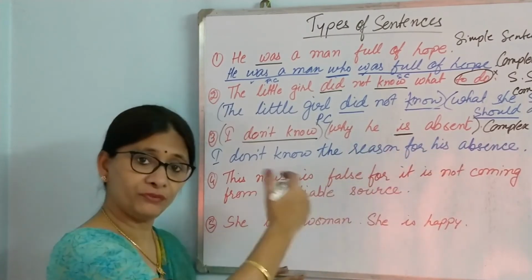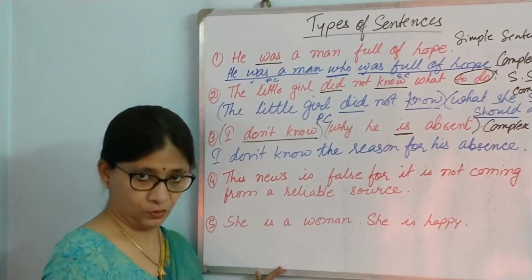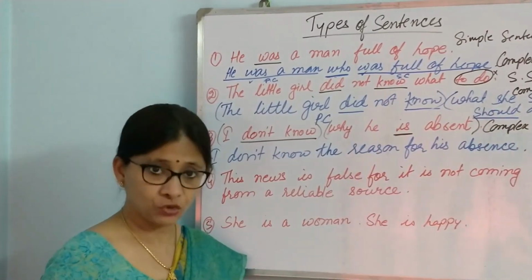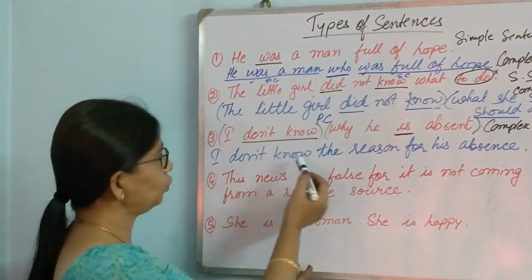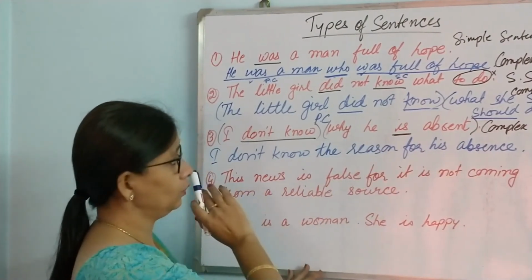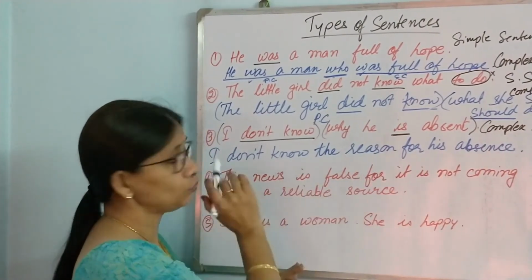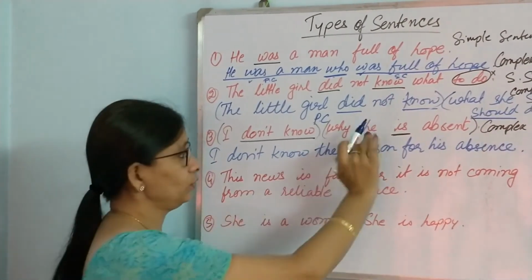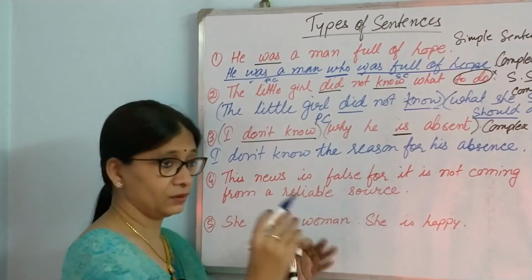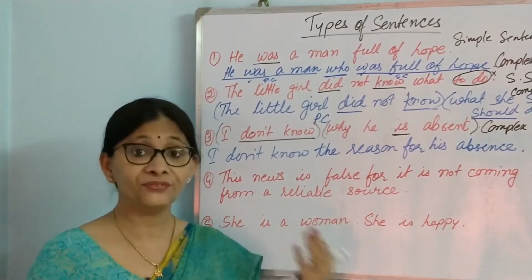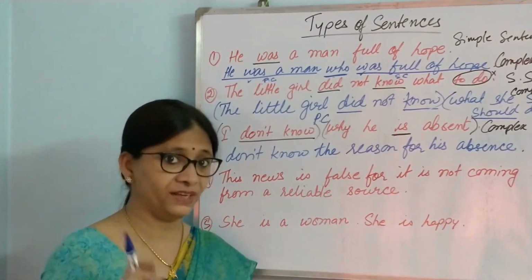We can bring about a few changes in the words. That is possible, because we have to do away with the verb. So these are the changes. I don't know the reason for his absence. "For his absence." Now in this sentence there is just one verb: "I don't know." The rest is a phrase. A group of words without a subject or a verb is known as a phrase. So the concept of phrase is important.